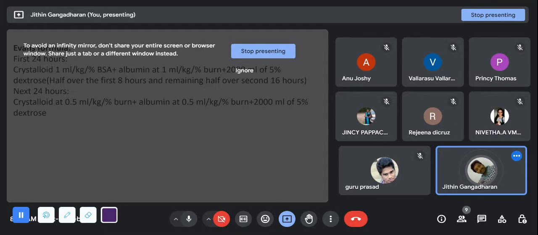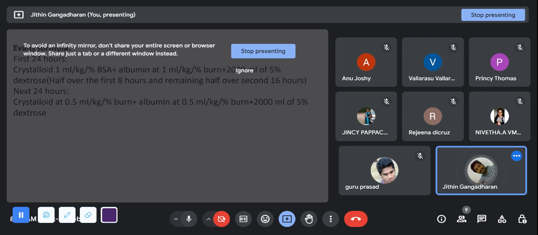In the Evans formula, we give 1 ml of crystalloids per kg per percentage of TBSA, plus albumin at 1 ml per kg per percentage of TBSA, plus 2000 ml of 5% dextrose. This is the calculation for the first 24 hours. In the next 24 hours, we cut the crystalloids as well as the albumin by half.